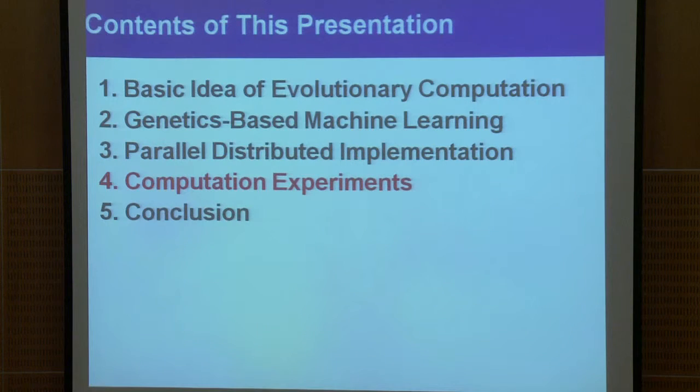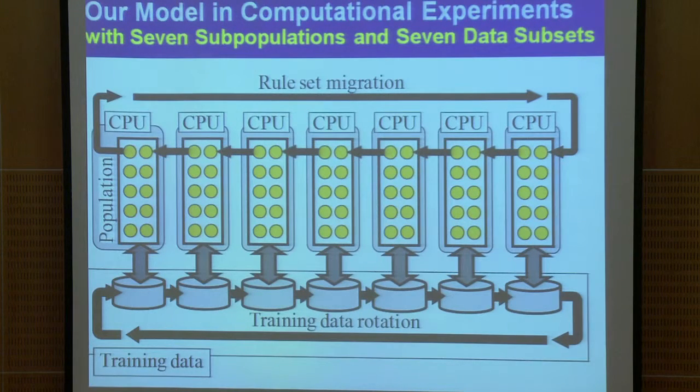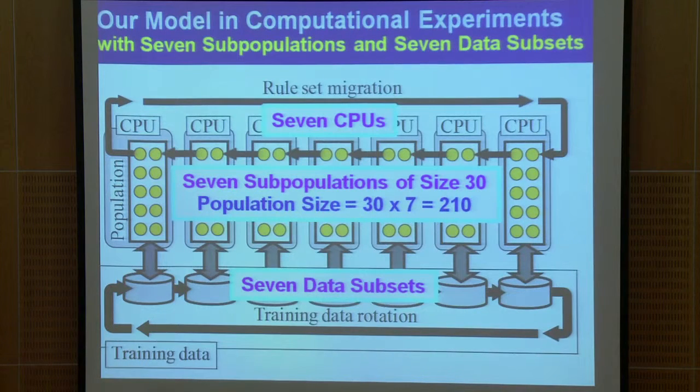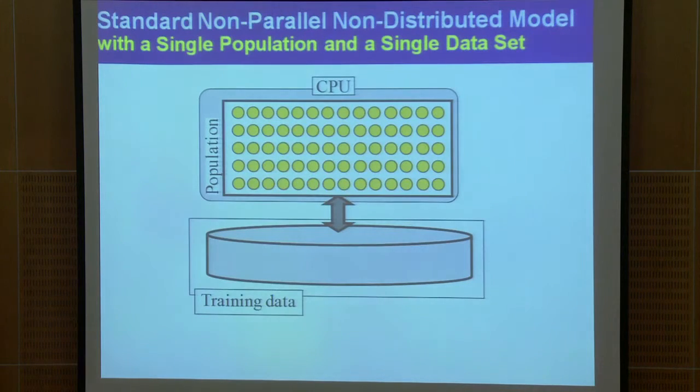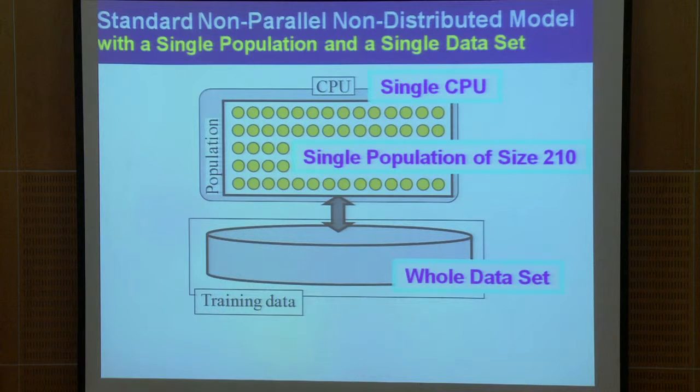Now, I'd like to explain some results of a computational experiment. We use this model. We have 7 CPUs, so the population was divided into 7 subpopulations, and training data were also divided into 7 subsets. 7 CPUs and 7 data subsets. Each subpopulation has 30 individuals, so total population size is 210. For comparison, we use this model, standard non-parallel model, single CPU, single population of size 210, and whole data set.